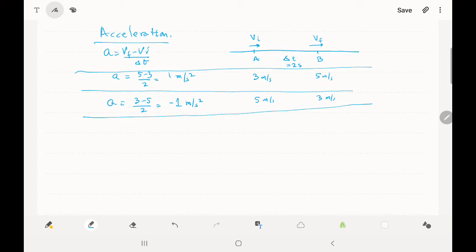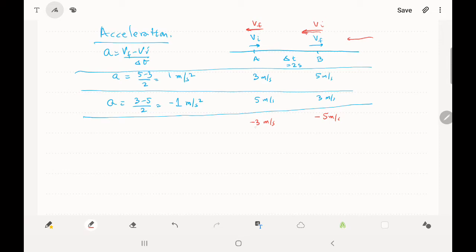Let's now assume that the particle was actually going in this direction. So let's do it like this. It's going in this direction, and so that's V initial and that's V final. So it's coming from here and it crosses B and then A. And let's assume similar numbers. So here the velocity is minus 3 and minus 5. So it's going at minus 5 meters per second here, and then at minus 3 meters per second here.